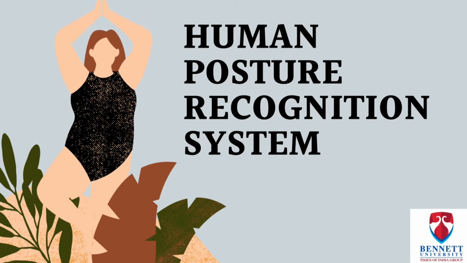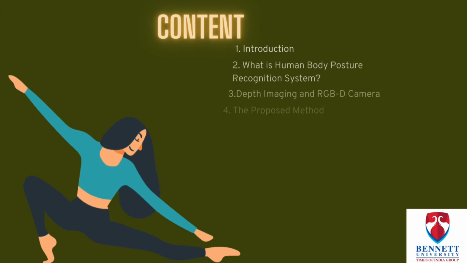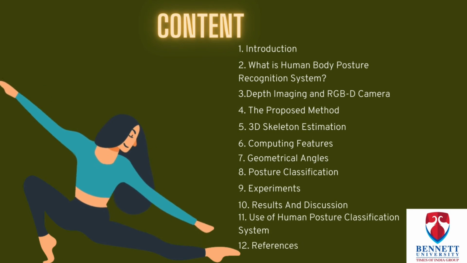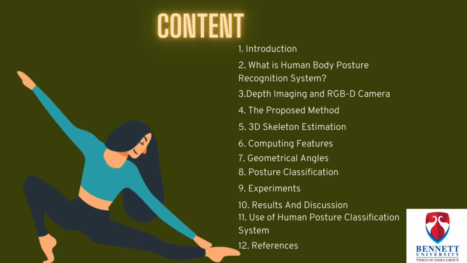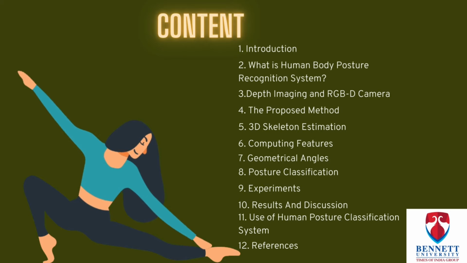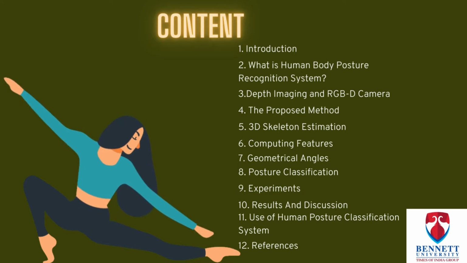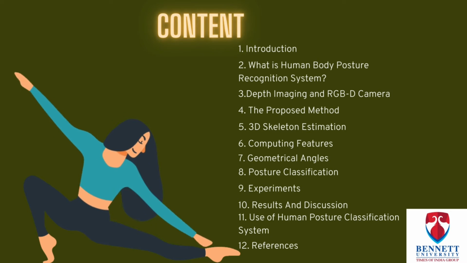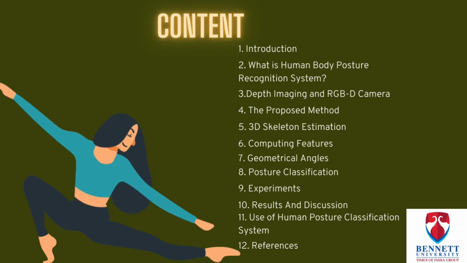Human posture recognition system. Going towards the content table. It has introduction, what is human body posture recognition system, depth imaging and RGBD camera, the proposed method, 3D skeleton estimation, computing features, geometrical angles, posture classification, experiments, results and discussion, use of human posture classification system, and references.